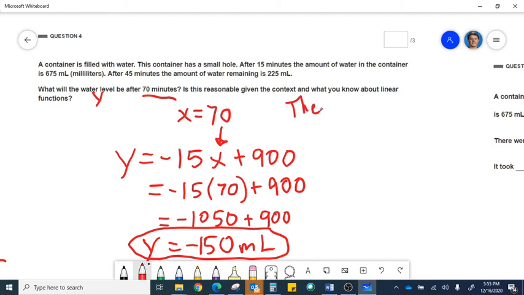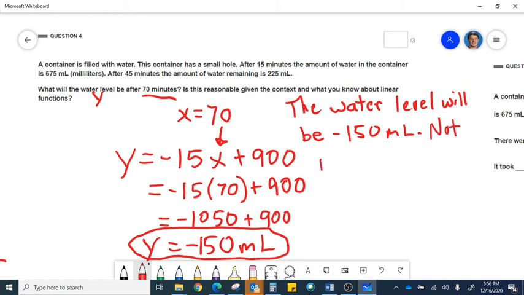So I say the water level will be negative 150 milliliters. Okay? Is this reasonable given the context and what you know about linear functions? Now, can I have a negative water level? I can have no water, or I can have a positive water level, but I can't have a negative water level. So in this case, it is not reasonable because I can't have a negative water level.